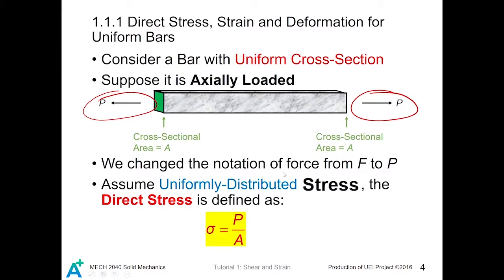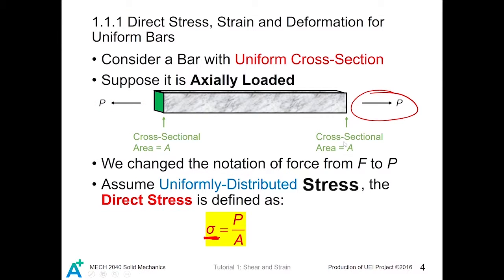The only thing is that we change the notation from F to P, and we will change the notation of the stress a little bit, because in this course we consider two kinds of stress. One is the direct stress, one is the shear stress, which will be introduced to you later on. For the direct stress, it is called sigma. Sigma is defined as the force acting on this area, and we assume it is uniformly distributed. So this is the distribution.